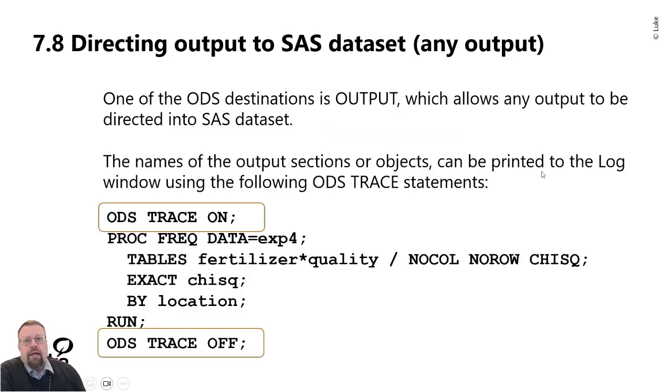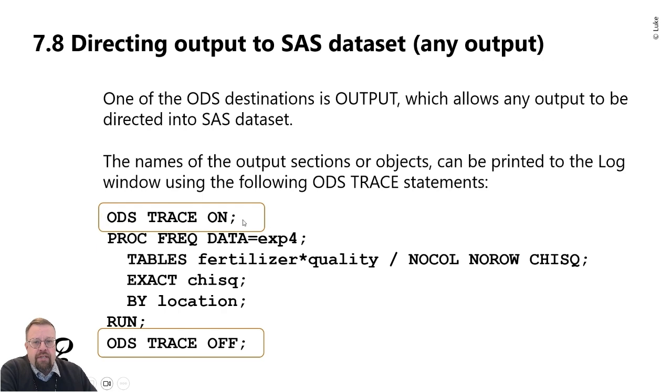Also, you can direct output to a SAS dataset, meaning almost any output you generate in SAS. And that's also done using these ODS destinations, but you are using the ODS OUTPUT destination, which is specifically for this purpose. Usually, the first thing you have to do is trace your code in order to find the names of the output objects.